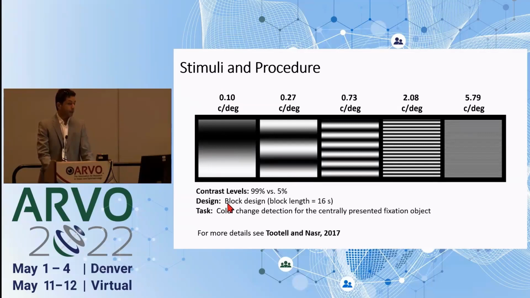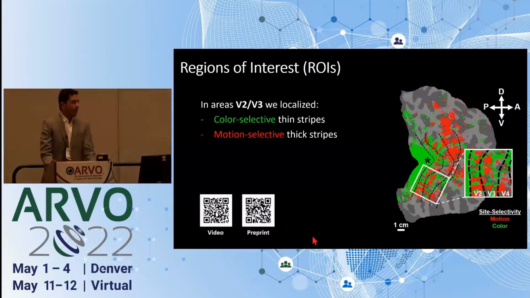And it was a block design. It means that the spatial frequency and contrast only varied between blocks, and each block was presented for 16 seconds. The task was completely orthogonal to the stimuli that we used. It was color change detection for the fixation spot, and it was completely irrelevant to the spatial frequency of the stimuli. And if you're interested in details of the task and the stimuli further, and also details of scan parameters, you can read this paper.